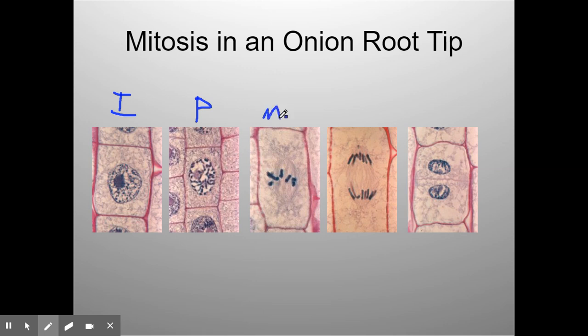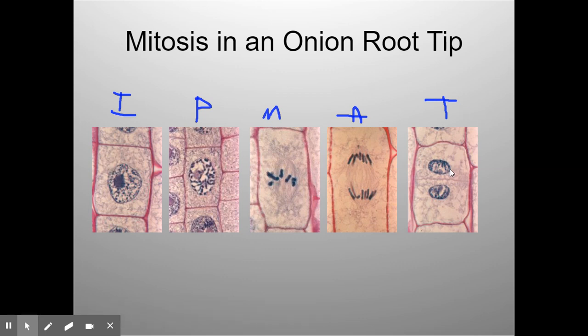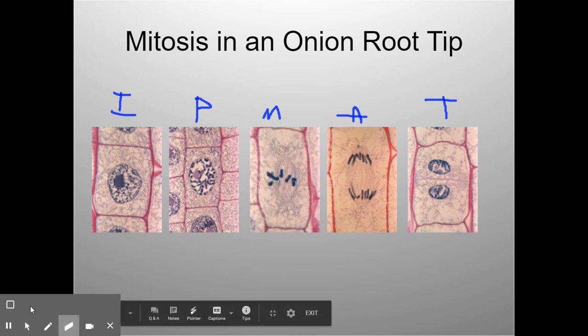This is metaphase because you have stuff lining up in the middle. This is anaphase because things are getting pulled apart. And this is telophase because things are starting to reform. You're going to get two separate cells again, but it's not quite there yet. It doesn't have that hard line between cells quite yet. Okay, so that's what the cell cycle looks like in onion roots from interphase through telophase.